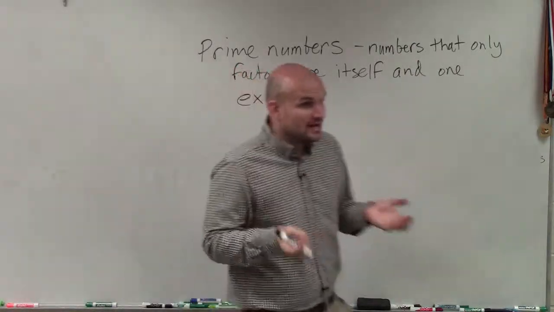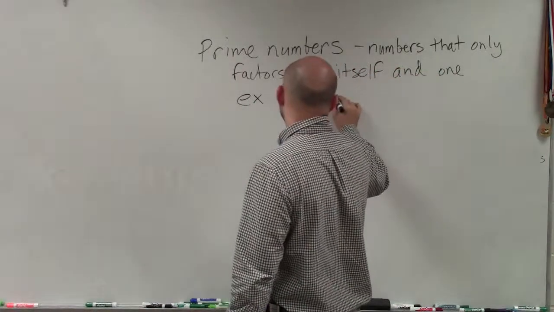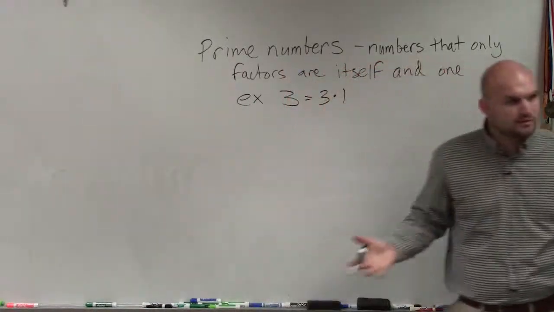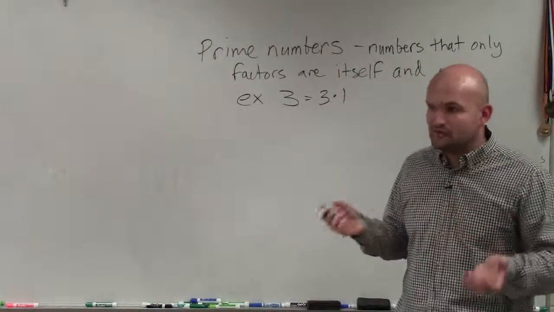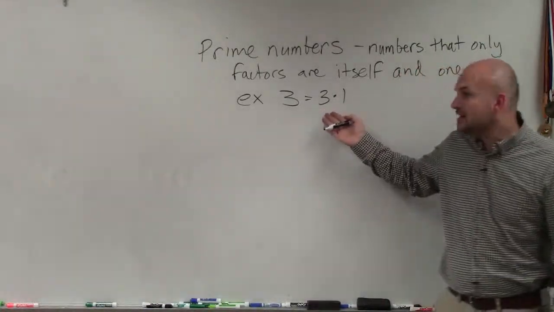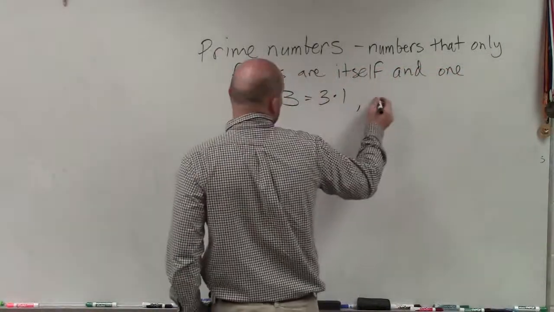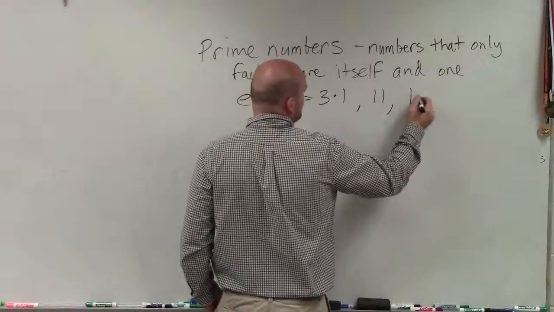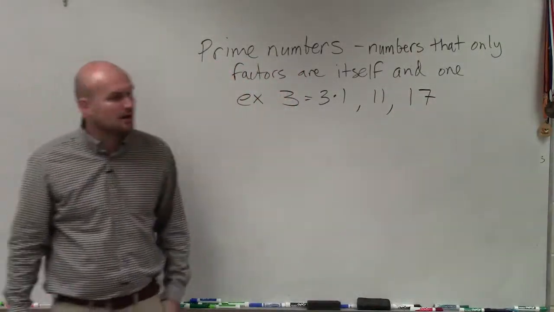The only way we can write 3 as a product of two numbers is 3 times 1. Right? You can't write 3 as a product of two other integers. You could always do fractions, but you cannot write anything else except for 3 times 1. The list goes on and on, right? There's tons of different prime numbers, all right?